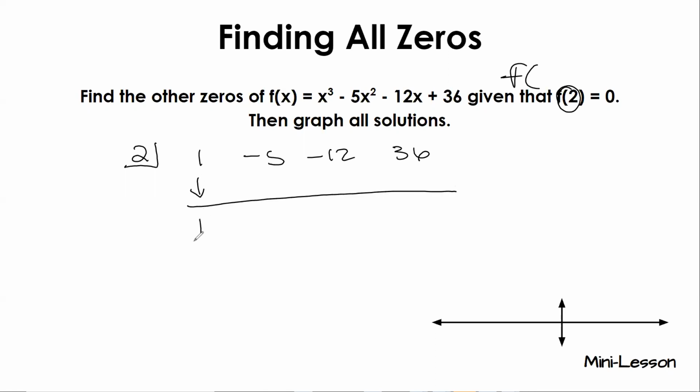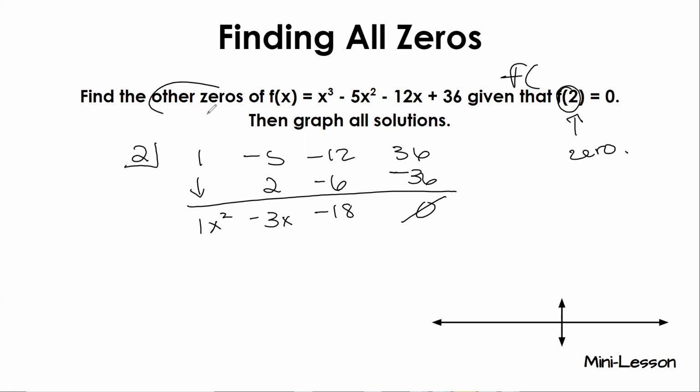We're going to bring down the first term, multiply, add, multiply, add, multiply, add, and then we're going to take it down 1 exponent. So x squared minus 3x minus 18. So we know that the remainder is going to be a 0, right?